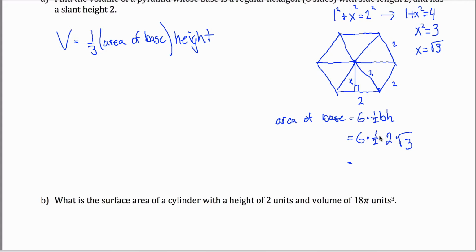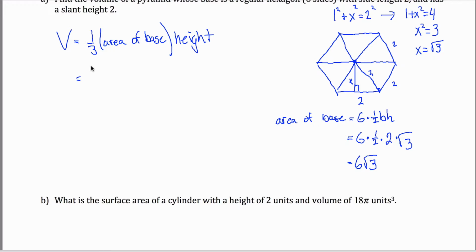So the area of the base here is 6 times 1/2 times 2 times the square root of 3. That ends up giving you 6, because 1/2 times 2 is just 1, and 1 times 6 is 6, so 6 times the square root of 3, which I will leave as 6 times the square root of 3, although if you really feel like it, you could change that into a decimal approximation. That's not even the answer. Right, that's just the area of the base.